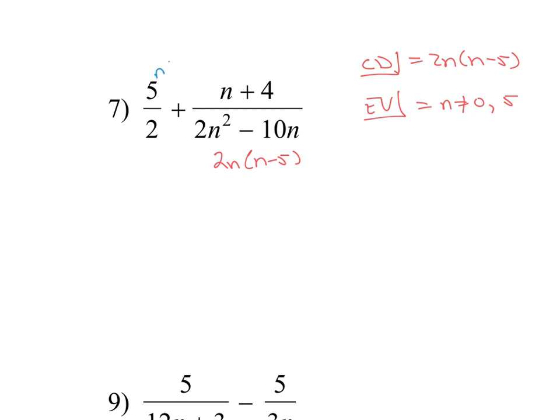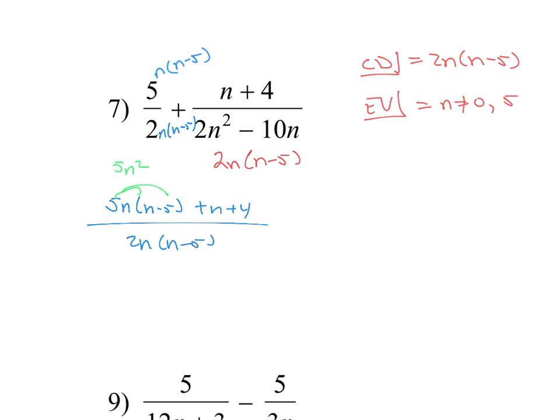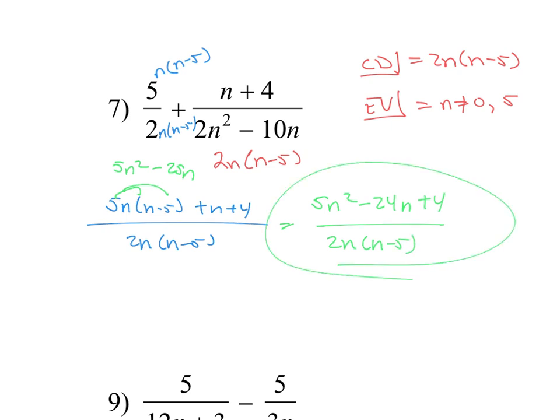So this one needs an n. This one also needs the n minus 5. And you can see how now they're the same. So 2n squared minus 10n, so you're good to go. So I got a 5n times n minus 5 plus n plus 4 over 2n times n minus 5. So when I distribute this, 5n squared minus 25n. So my answer here is 5n squared minus 24n plus 4 over 2n times n minus 5. What factors of 20 add to give you 24? Nothing, so we are good to go.